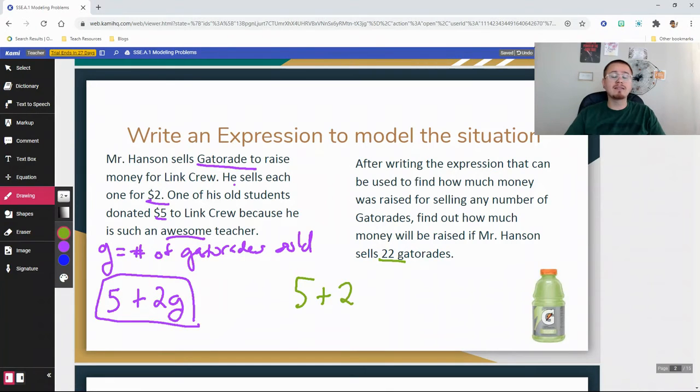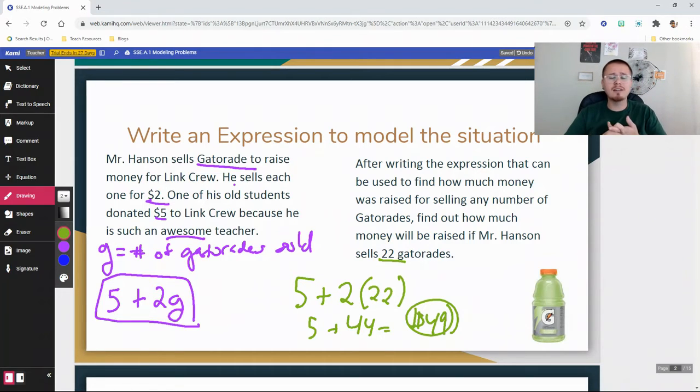5 plus 2. Now, this is where we are going to evaluate the expression. And to evaluate, you need to substitute. So instead of writing G, we know what G is. We sold 22 Gatorades. So we're going to put a 22. Parentheses means multiply. So we're going to do 2 times 22, following PEMDAS. And 44 plus 5 equals $49. That's how much money I'm going to make if I sell 22 Gatorades.